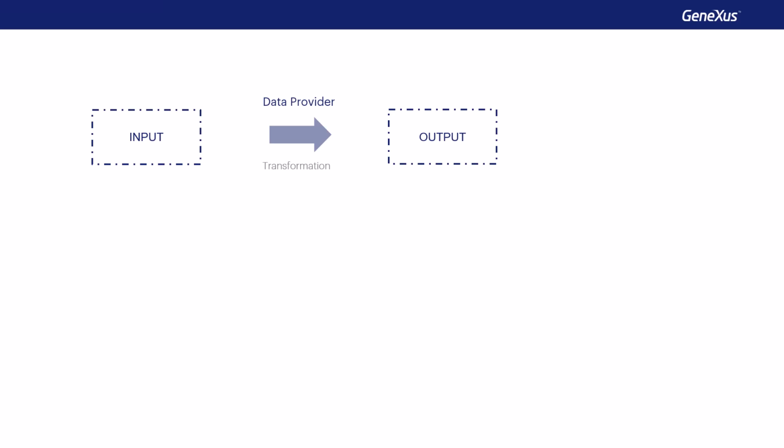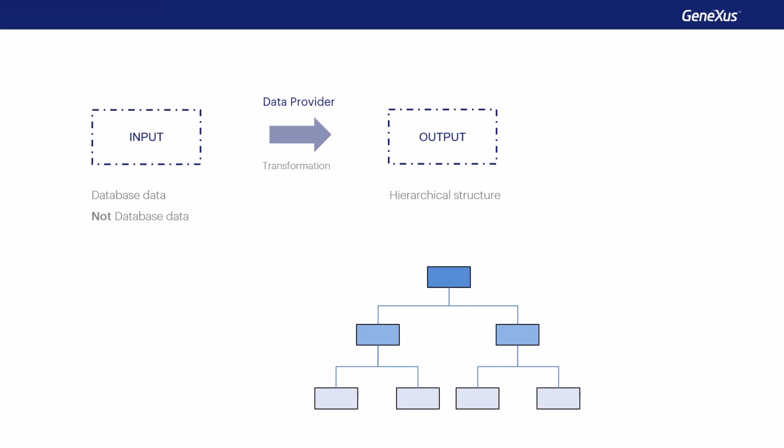This data may or may not be from the database. The way to represent hierarchical structures in Genexus is through the SDT object, along with the possibility of defining collections. Of course, a business component can be thought of structurally as an SDT. That's why, in the output property of the data provider, we can specify both an SDT and a business component.